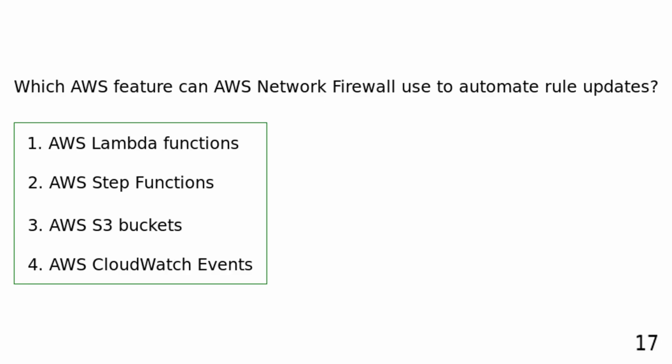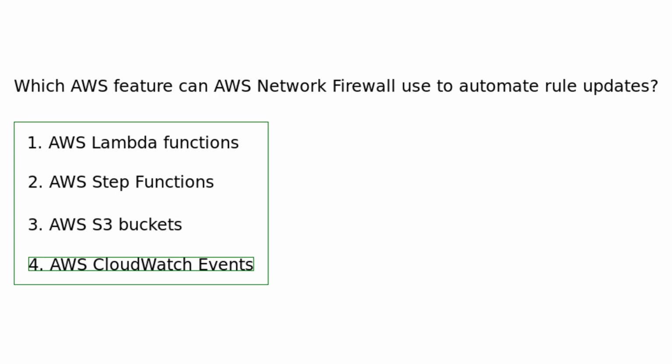Which AWS feature can AWS Network Firewall use to automate rule updates? AWS Lambda functions. AWS Step Functions. AWS S3 buckets. AWS CloudWatch events. AWS Network Firewall can leverage AWS Lambda functions to automate rule updates and streamline network security management.